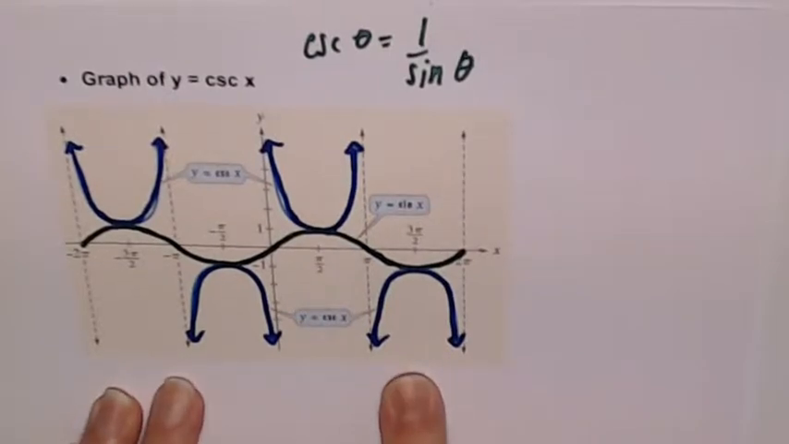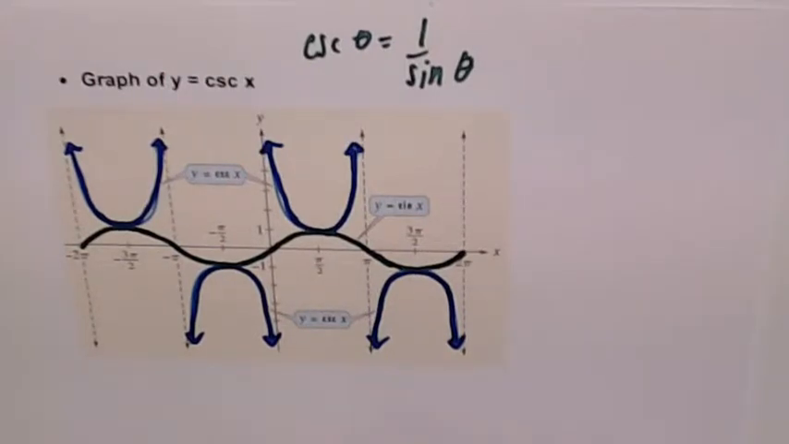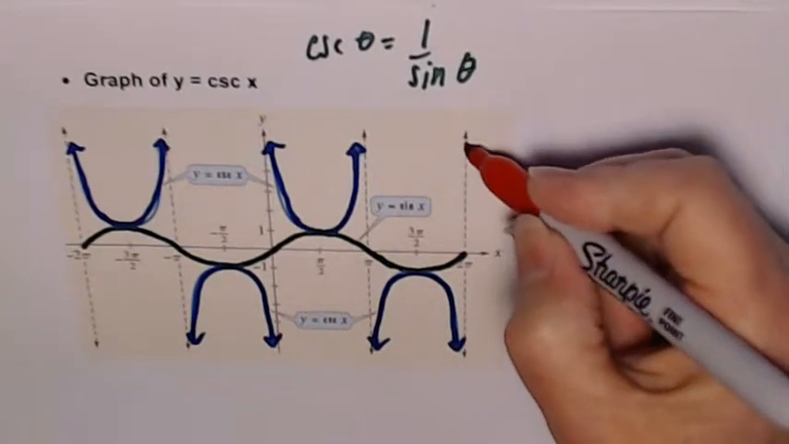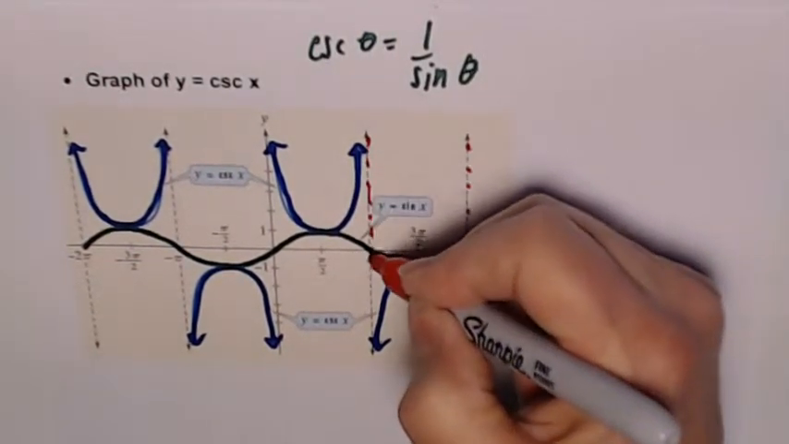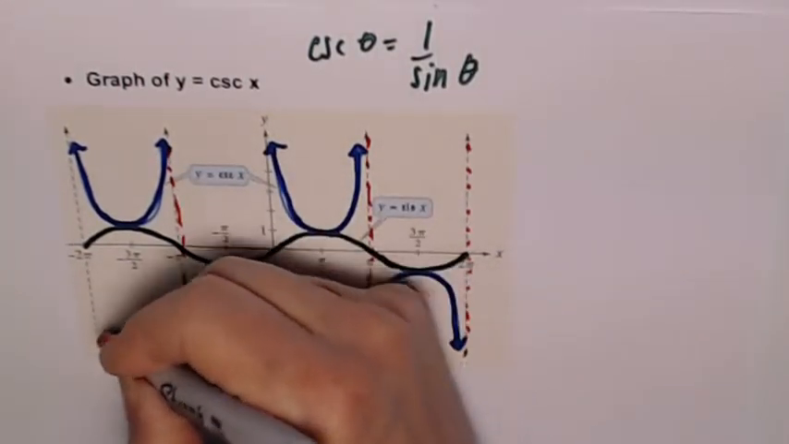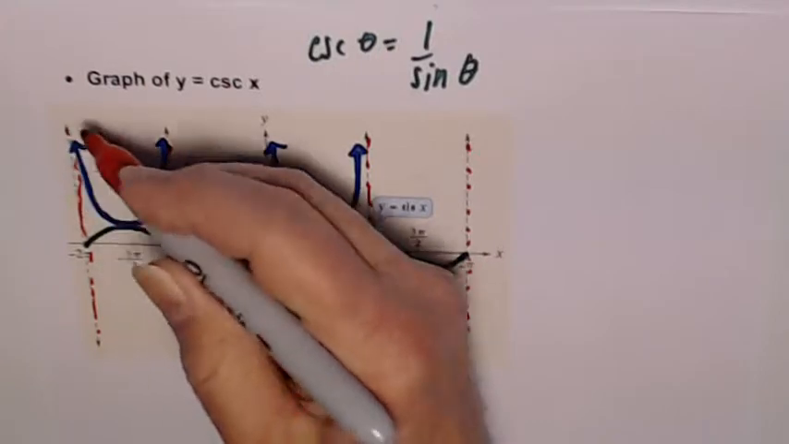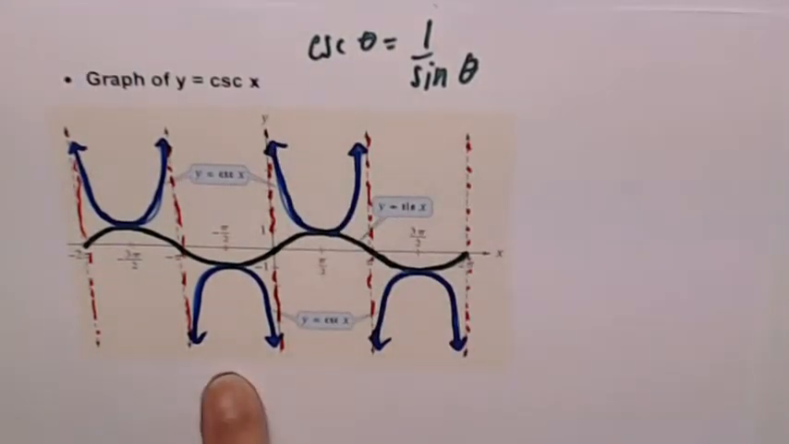So let's take a look at some things that we see going on here. I don't know about you, but one of the first things that catches my eye is that we have these vertical asymptotes. And it's taken too long here. Sorry for the dead air time. I should have done this before, maybe.